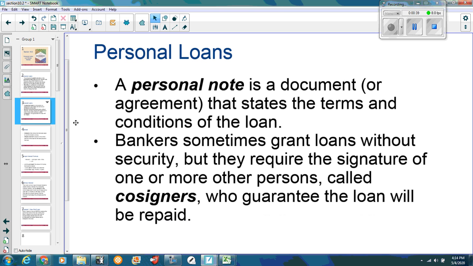A personal note is a document or agreement that states the terms and conditions of the loan. Bankers sometimes grant loans without security, but they require the signature of one or more other persons called cosigners, which guarantee the loan will be paid.